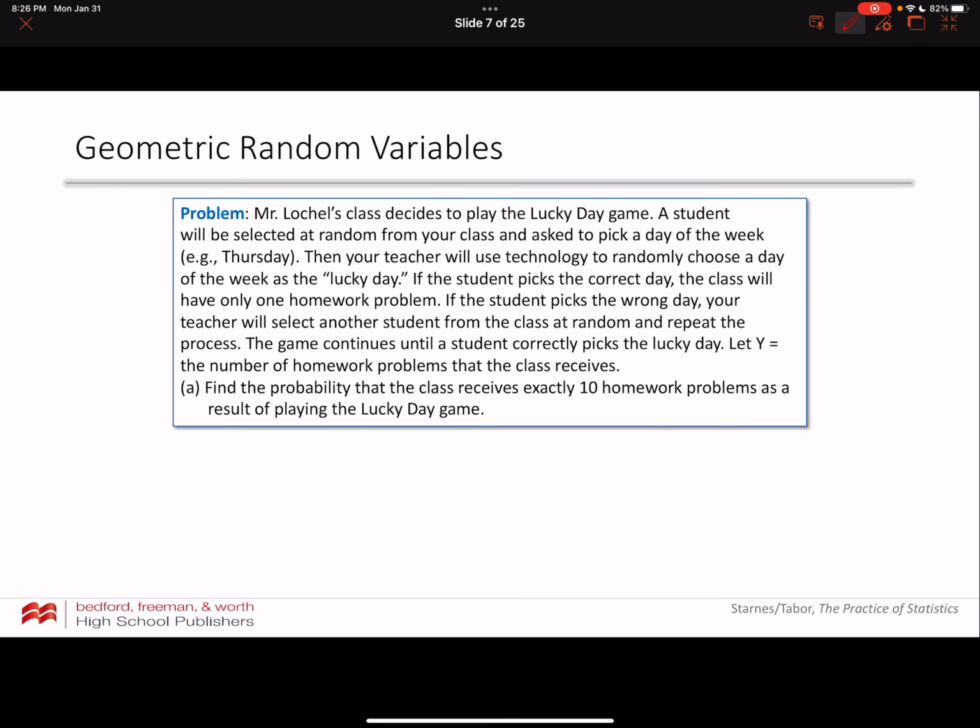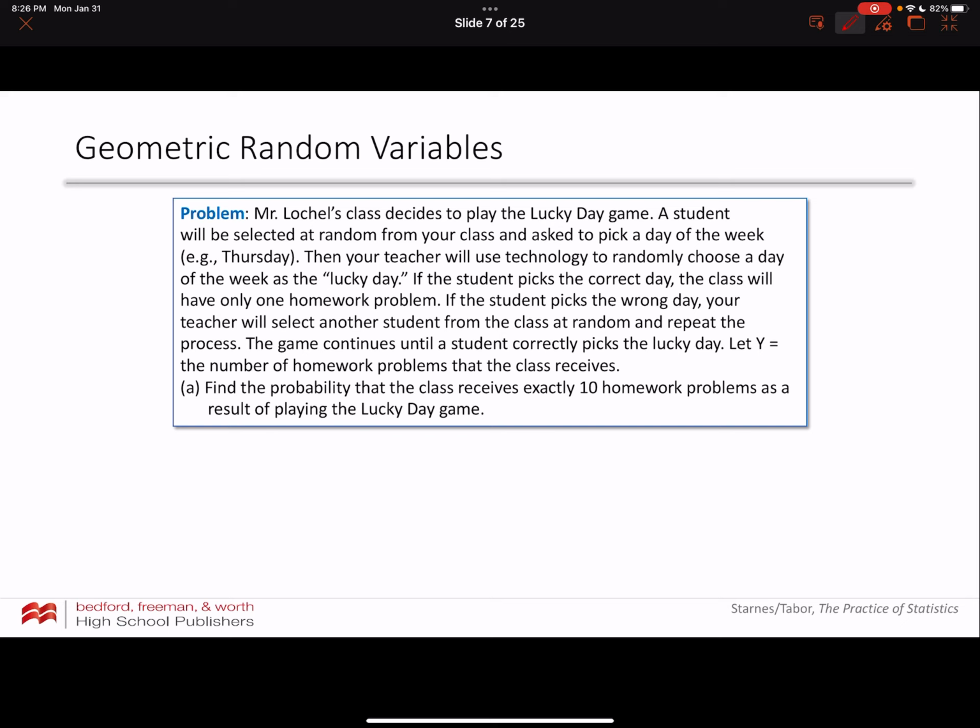Okay, so here's an example. Mr. Lochelle's class decides to play the lucky day game. A student will be selected at random from your class and asked to pick a day of the week, and then your teacher is going to use technology to randomly choose a day of the week as the lucky day. If the student picks the correct day, the class will only have one homework problem.